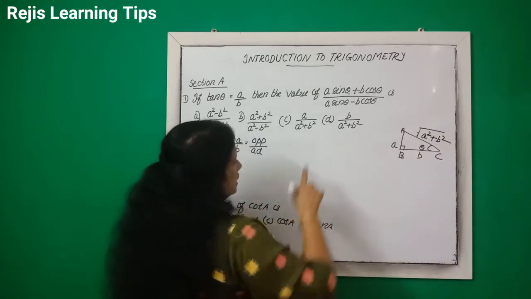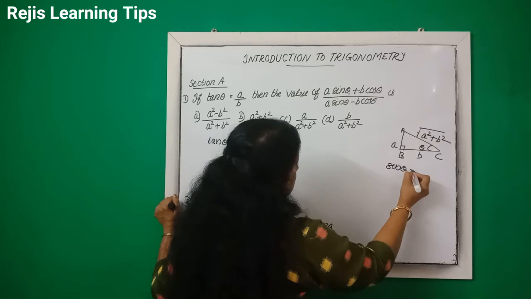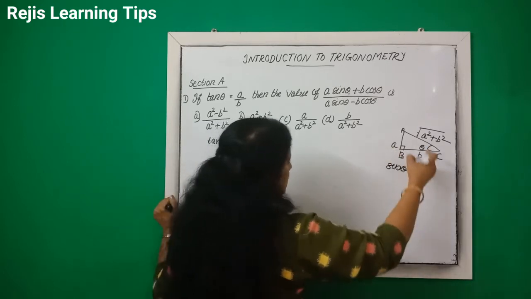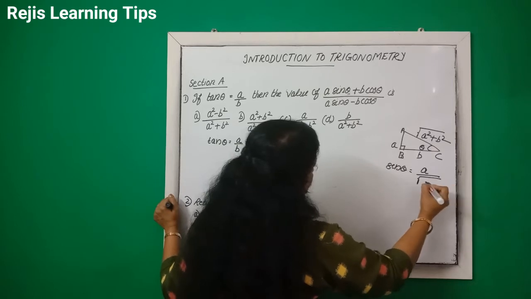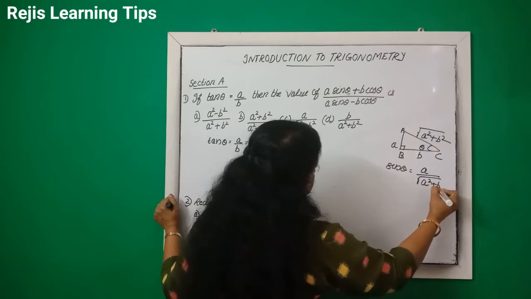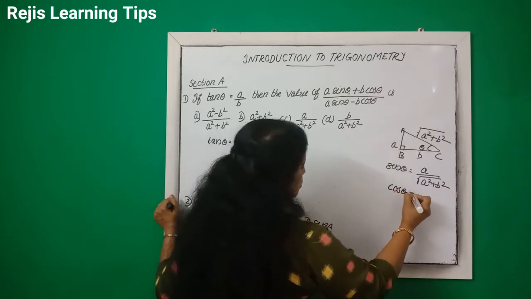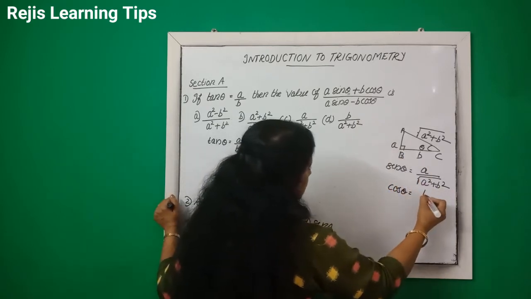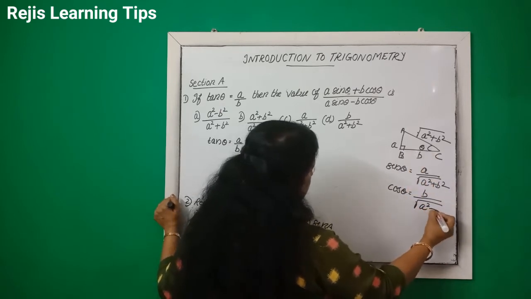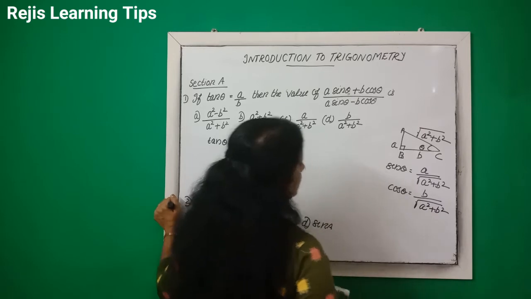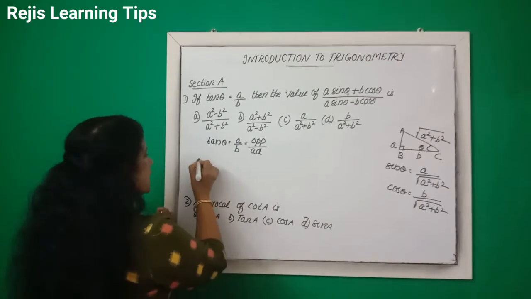Okay. Then A sin theta. First we have to find sin theta. Sin theta is equal to opposite side divided by hypotenuse, A divided by root of A square plus B square. Then cos theta. Cos theta is equal to adjacent side, that is B divided by hypotenuse, that is root of A square plus B square. Okay. Then A sin theta plus B cos theta.